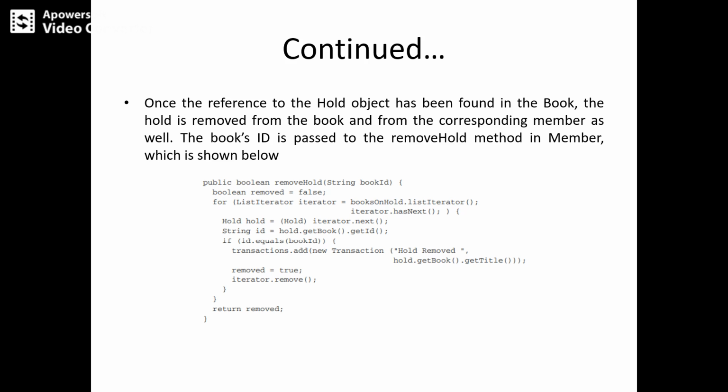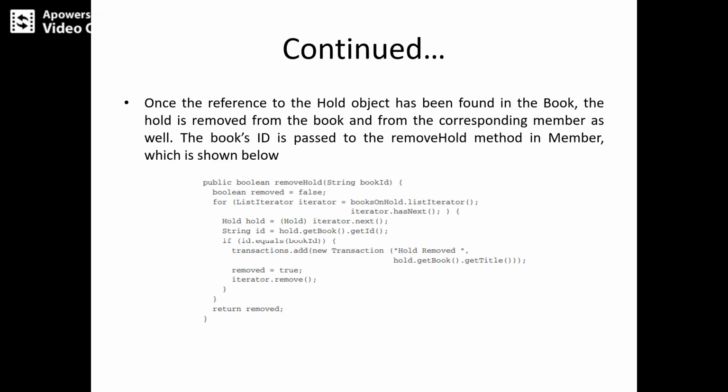So that book ID is passed to the remove hold method in a member, because both will be required here, as shown in the following code. Here a boolean true or false will be taken. Public boolean removeHold method will be used here, with the parameter string bookID. Boolean removed is equal to false. So that we need to declare first.